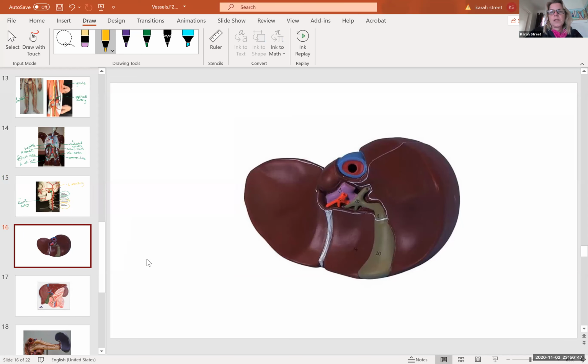Here is a liver model. We're looking at the underside of the liver. Last week, we learned about the inferior vena cava, and then we also learned about the hepatic portal system. But here is the hepatic artery, a branch coming off the celiac trunk.